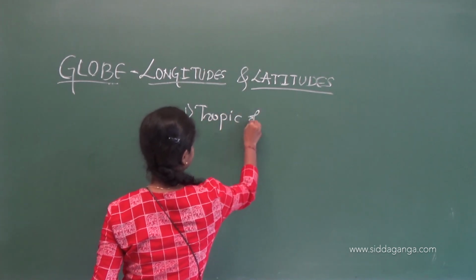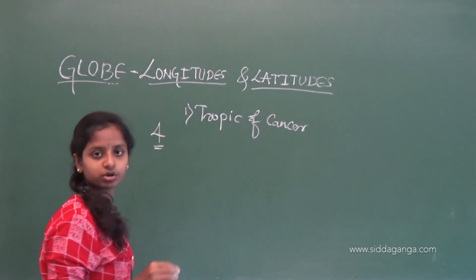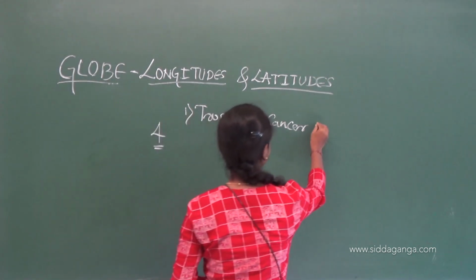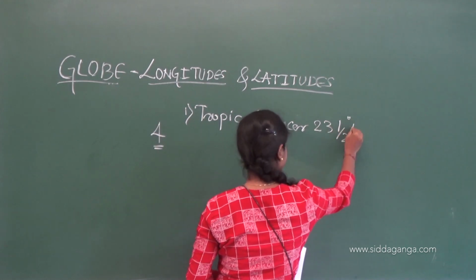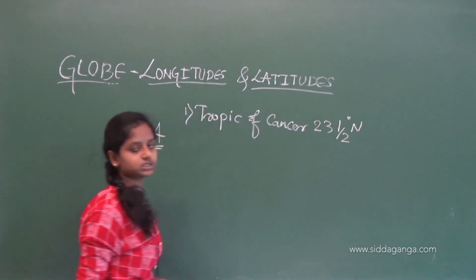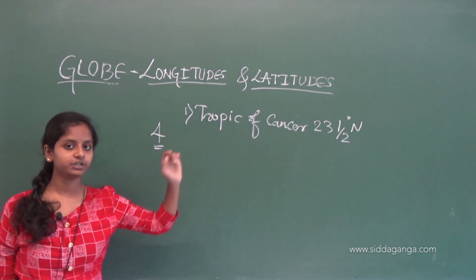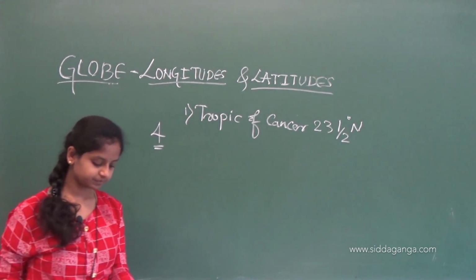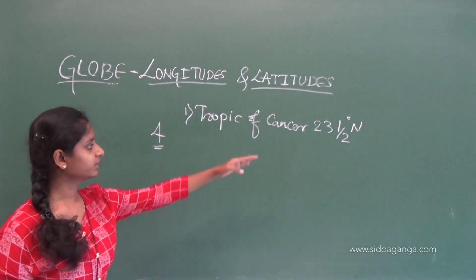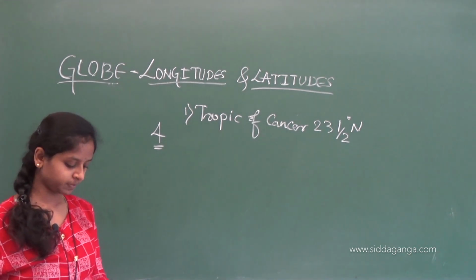Tropic of Cancer, which is located at 23.5 degrees to the north. So this is located at 23.5 degrees to the north, and north here means in the northern hemisphere.